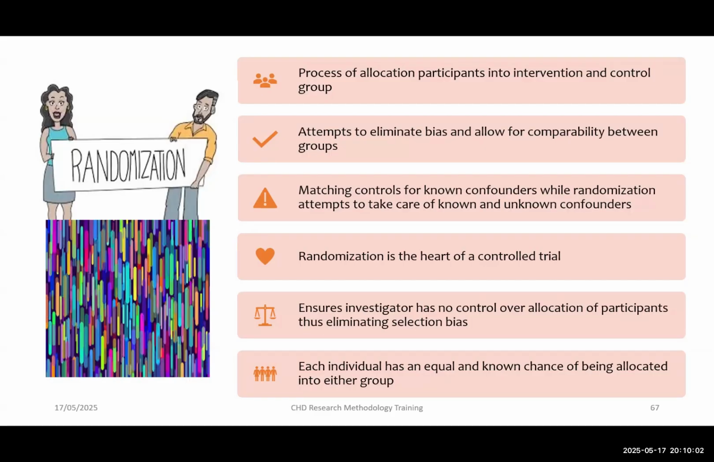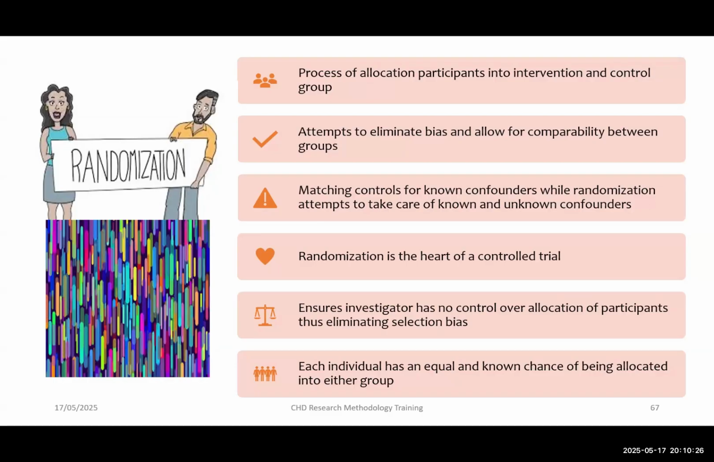And so what matching does for you: matching helps you to control for confounders in a case control study, while randomization attempts to take care of the confounders that you know and the ones you don't know, by equally distributing them across the two groups.